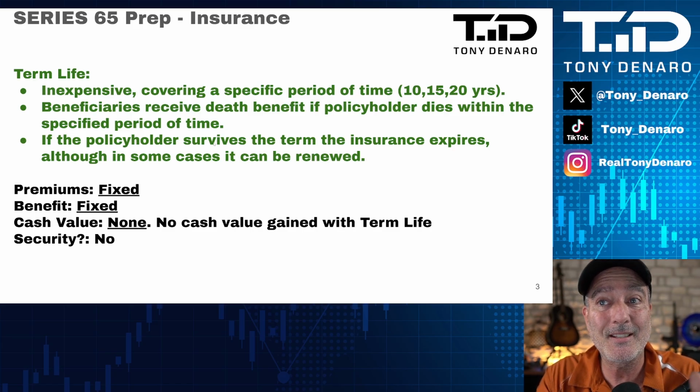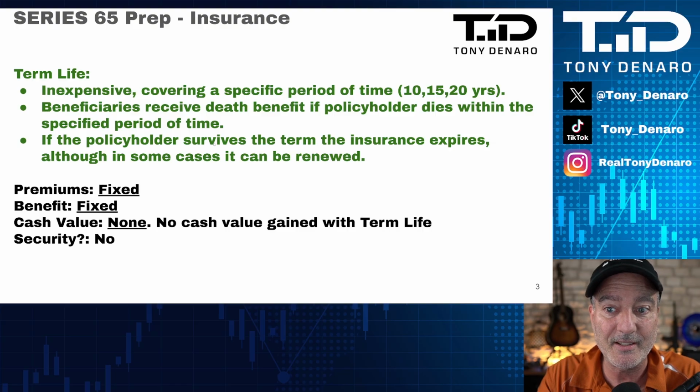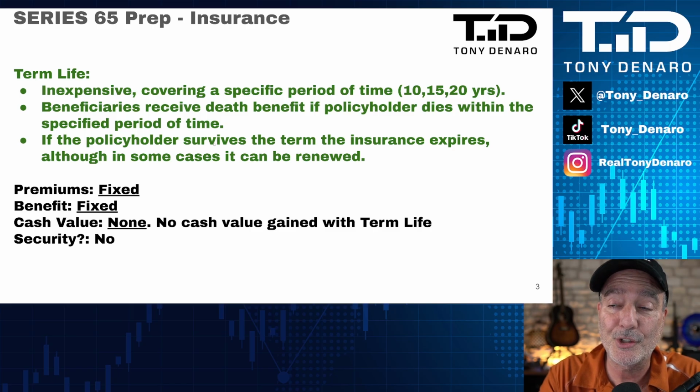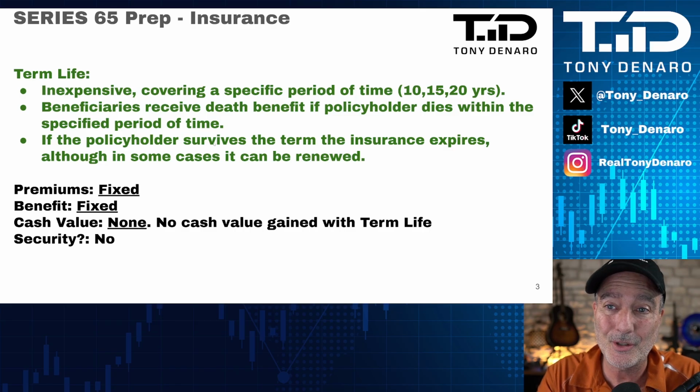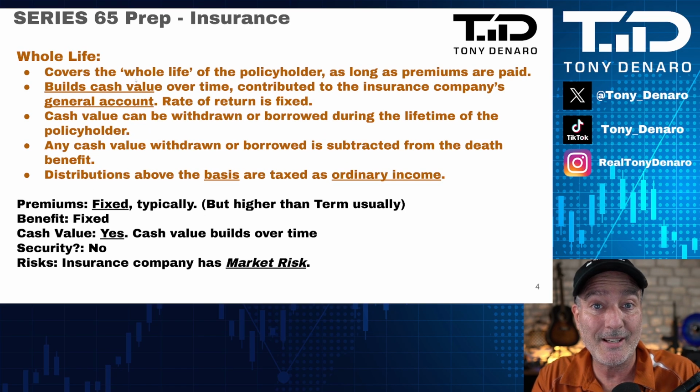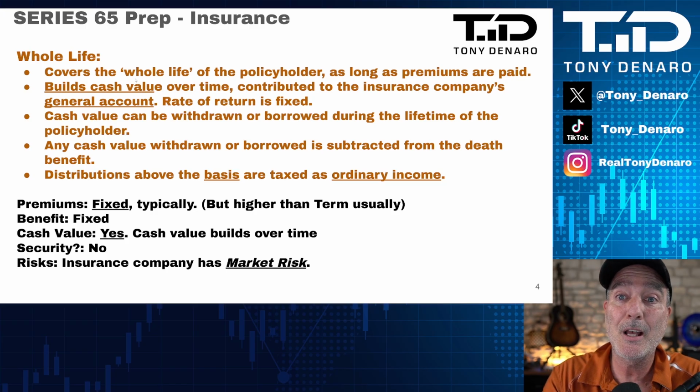Here are some of the key things to make sure you remember regarding these policies: premiums, the benefit, the cash value, and is it a security? On a term life, premiums are fixed. The benefit is fixed. The cash value, there is no cash value with a term life. There's a death benefit, but no extra cash value that you could withdraw or borrow from. We'll talk about that in some of the other insurance categories coming up. Is term life a security? Is it regulated as a security? It is not.